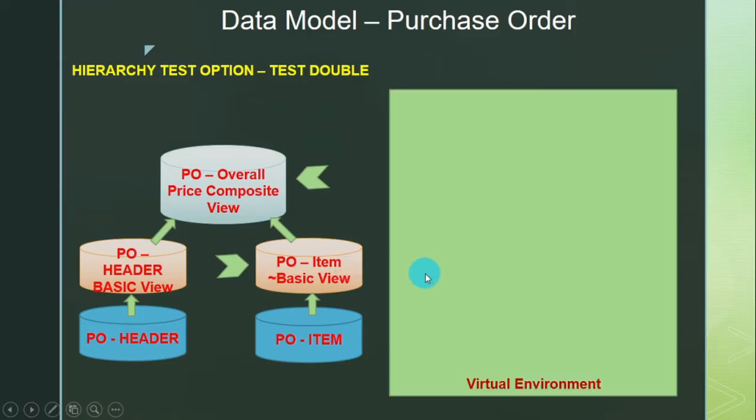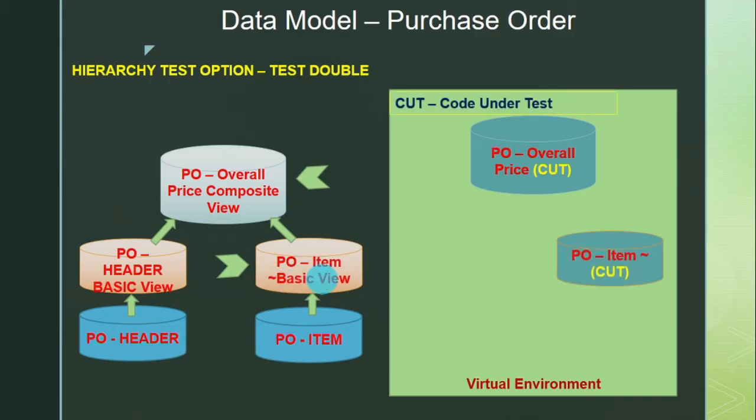For that same concept, we'll start with a virtual environment first, then we'll pick the CUT for our testing, and this is the overall price, for example. And this time I'm thinking, let's test this logic as well. So I'll take this one as well under code under test scope. Now for this one to get tested, the same rule applies, meaning check the dependencies. Here PO item is the direct dependent object component for this view, so we have no option but to make this one stubbed or faked. So I'll just keep it over here.